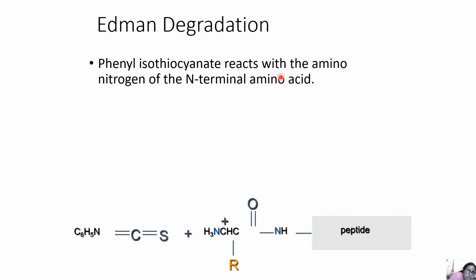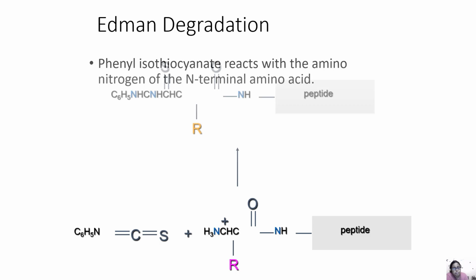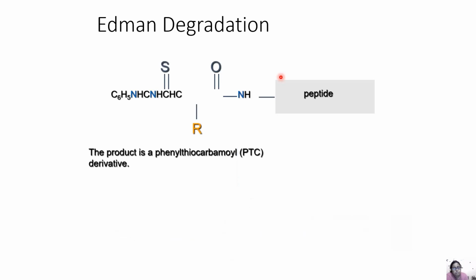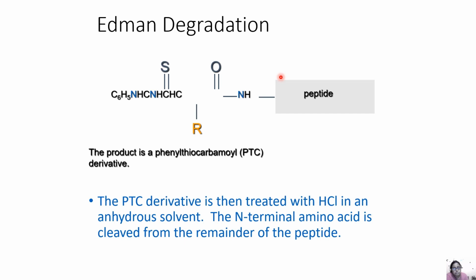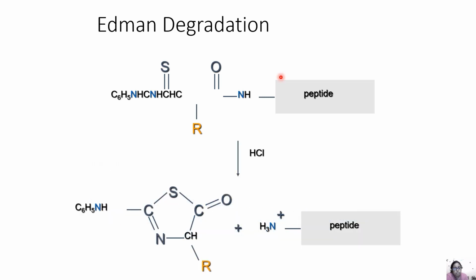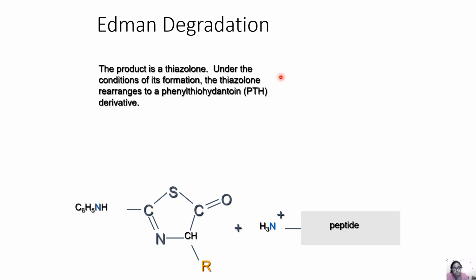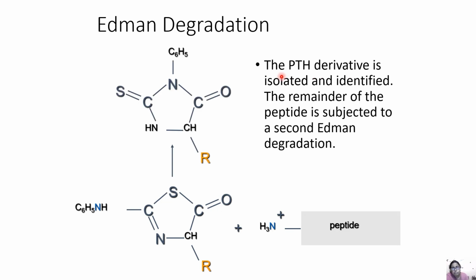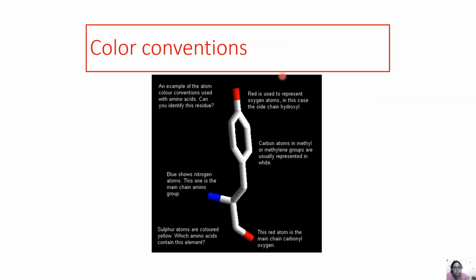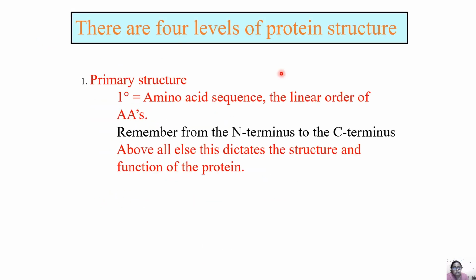So what happens if phenyl isothiocyanate reacts with the amino group of the N-terminal amino acid? The product is a phenylthiocarbamyl derivative. The product that forms is the thiazolone. Under the conditions of its formation, the thiazolone will rearrange to form a phenylthiohydantoin derivative. Talked about all of these.